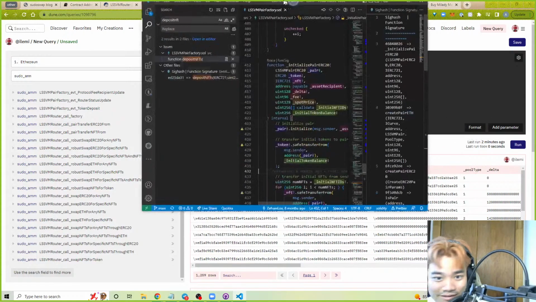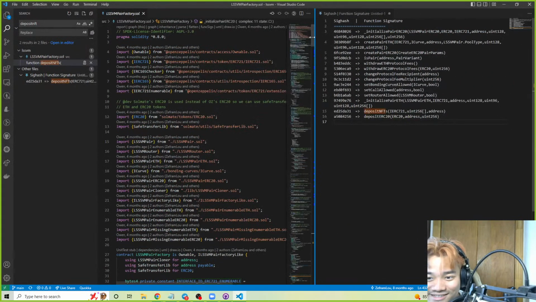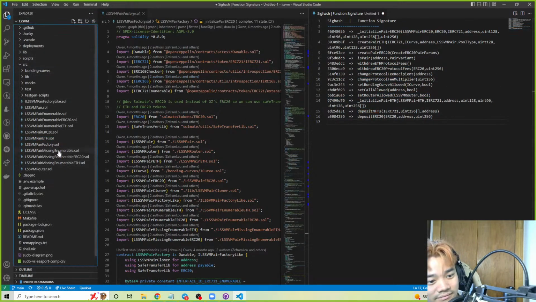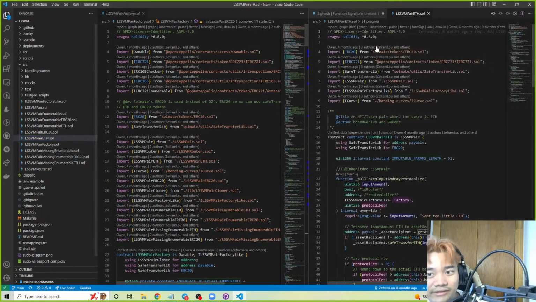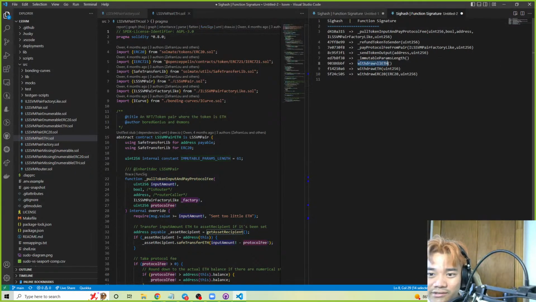But there's no withdraw. Am I saying that right? Deposit ERC20, deposit NFT, withdraw. These are fees. What about the pair? Let's go to pair ETH and let's look at the function signatures here. Withdraw ETH, withdraw ERC20. How do you take your NFTs out? Oops, didn't mean to do that.